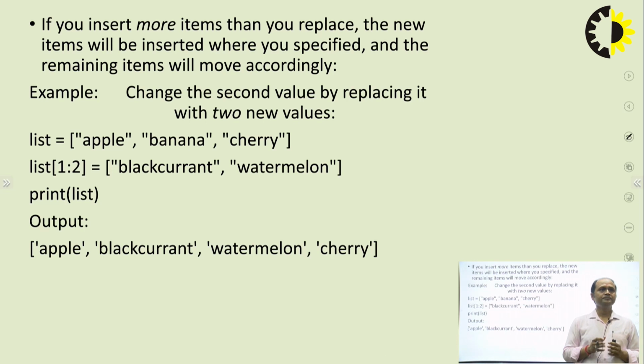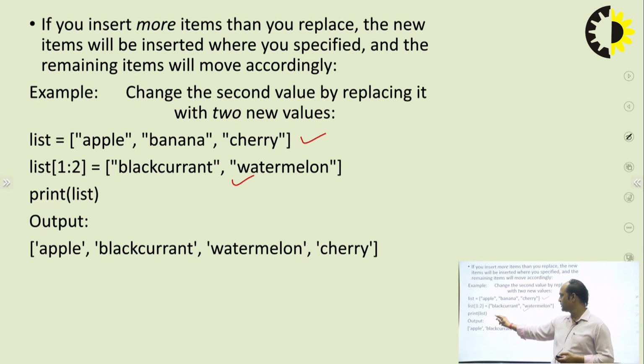Suppose, for example, we change the second value by replacing it with two new values. Suppose we have a list: apple, banana and cherry, and we replace the value with black currant and watermelon by adding them in this particular list and replacing only the banana. Only the second value will be replaced and two more values added. So how can this be done? Suppose we have a list and two data items, and we can replace by this particular method.